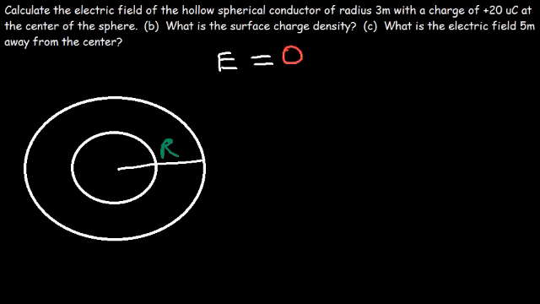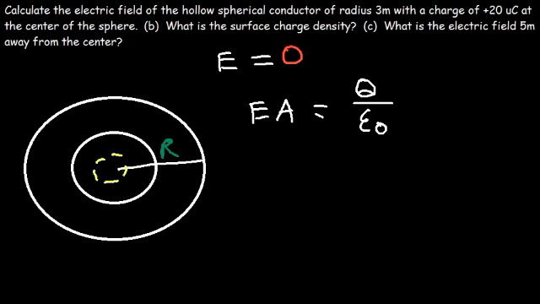In the case of having a cavity or a hole inside the spherical conductor, it's going to be equal to 0 if there's no charge in the center. And we can use Gauss's law to explain that. Gauss's law states that the electric field times the area of the Gaussian surface is equal to the charge enclosed by that surface divided by epsilon sub naught. So let's create a Gaussian surface around the center.